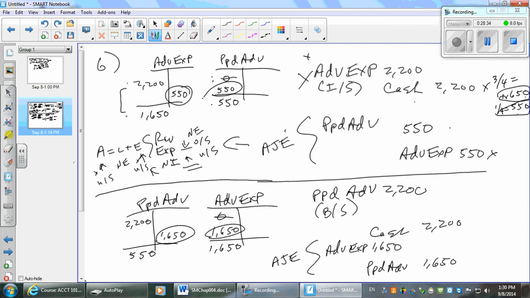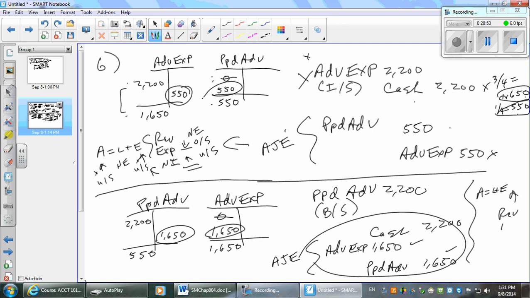How about this one down here? What happens as a result of this entry? It'd be different, wouldn't it? Well, yeah, if your adjusting entry is different, debit advertising expense, credit prepaid advertising, of course the impact on the statements is different, isn't it? So what would you have here? Revenues less expenses.